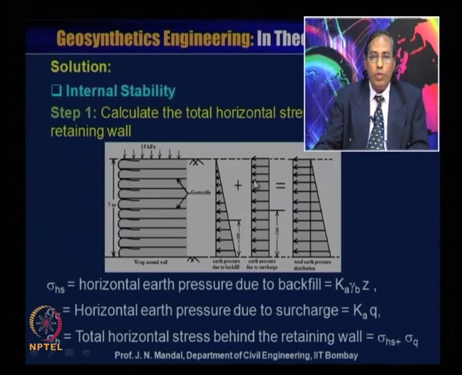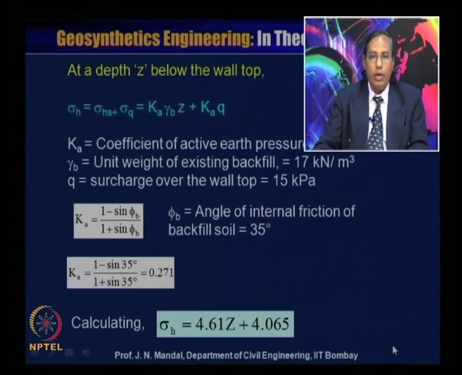The horizontal earth pressure due to surcharge will be equal to Ka into Q. You know Ka because you know phi b, so you can calculate Ka, and you know what Q is, so you can calculate the horizontal earth pressure due to surcharge. Now this total pressure will be equal to the horizontal earth pressure due to backfill plus the horizontal earth pressure due to surcharge. This is the total horizontal stress behind the reinforced wall, that means sigma Hs plus sigma Hq. So total horizontal stress behind the retaining wall is equal to sigma Hs plus sigma Q.